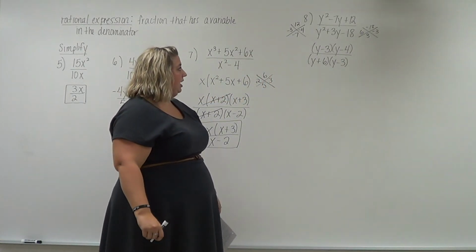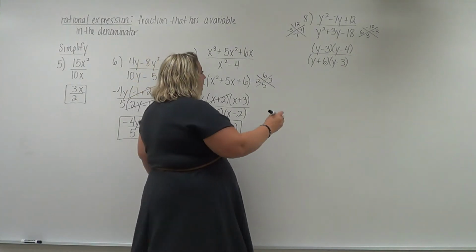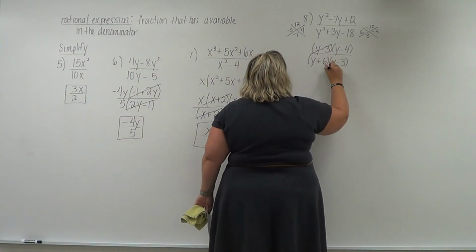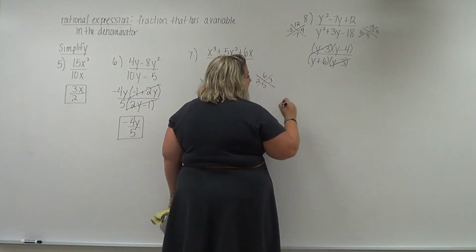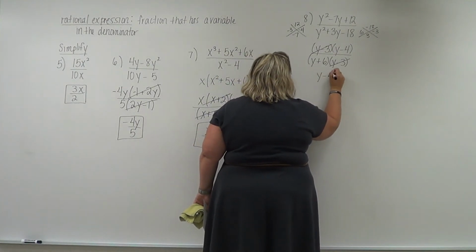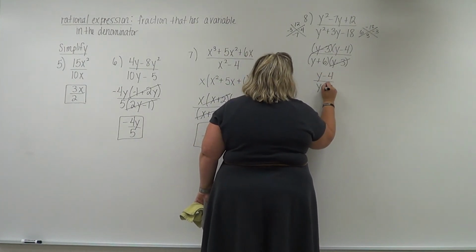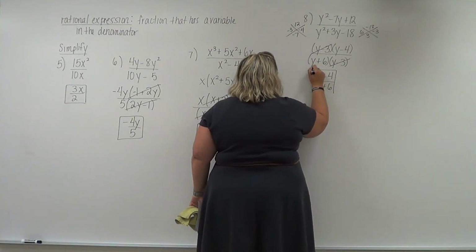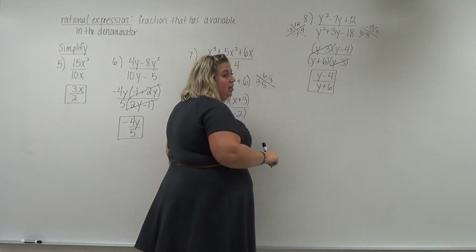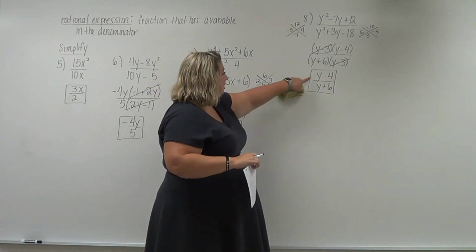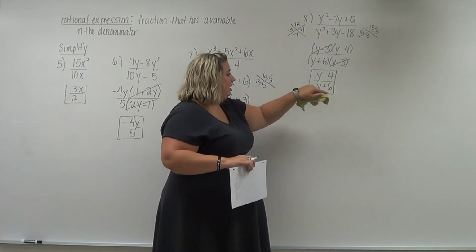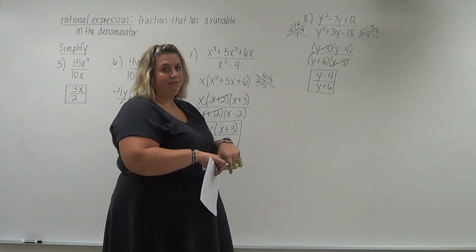And then I look to see what I can cancel. So the y minus 3's are in common, so I cancel those out. And I'm left with y minus 4 over y plus 6. Okay, once again, you can't cancel anything else because this y is attached to that minus 4 and that y is attached to the 6.